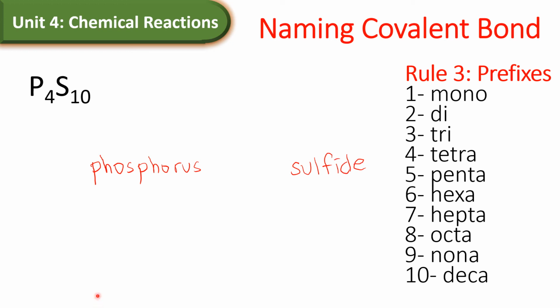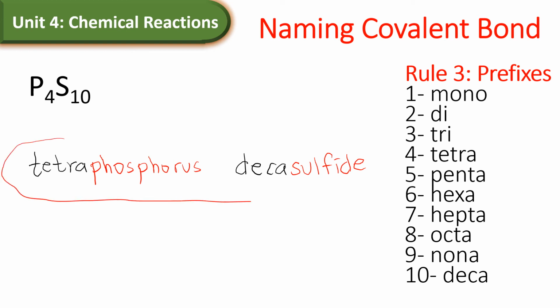Now, the next thing to do is we have to look at the number of atoms. Rule number 3, how many phosphorus? 4. So we are going to use tetra. And how many sulfur are here? They are 10. So we're going to use deca. So this is now your final answer.